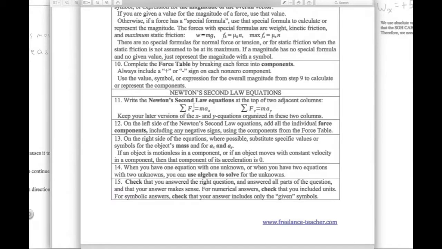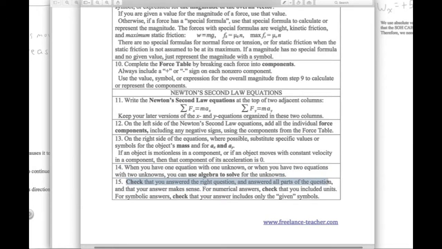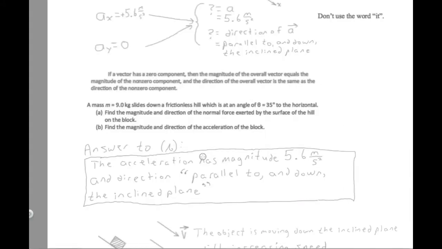So we've completed the Newton's second law phase for part B of the problem. We used algebra to solve for the unknown in the x equation for Newton's second law, and then when we got an answer, we checked that we answered the right question and checked that we answered all parts of the question. Did we do that check? Let's do that now. The problem asked for the magnitude and direction of the acceleration, so make sure that you answer all parts of the question. Don't just give the magnitude, make sure that you're also giving the direction.